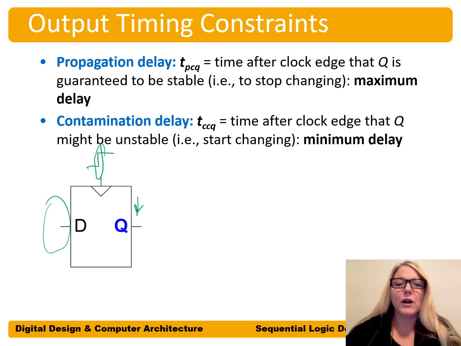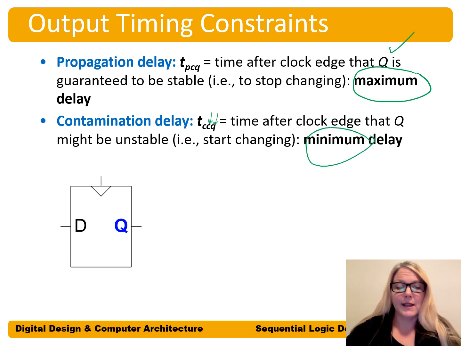So we call this propagation clock to Q. So from the clock edge to Q, output Q changing. So propagation clock to Q. So this is like in combinational logic, where propagation delay was the maximum delay. Propagation clock to Q is the maximum time after the clock edge that Q will change. And contamination clock to Q, TCCQ, is the minimum delay after the clock edge that Q will change.